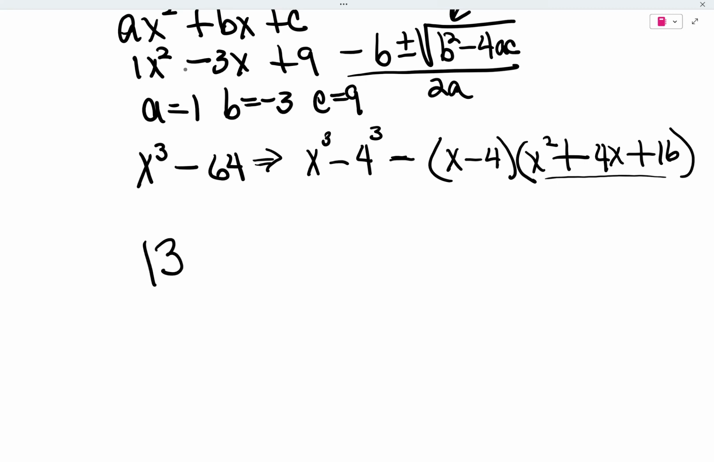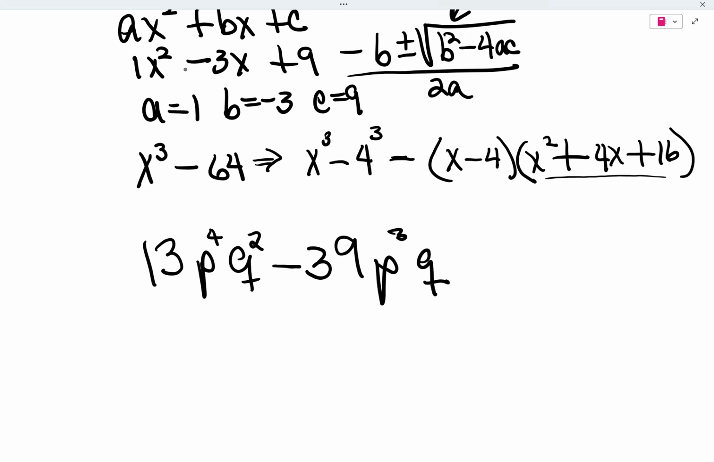So I'm gonna give you 13 p to the 4th power q to the 2nd power minus 39 p to the 3rd power q plus 26 p to the 2nd power q to the 2nd power. So basically you're going to factor out the GCF, the greatest common factor, and tell me what you get. Wouldn't the greatest common factor be 13?